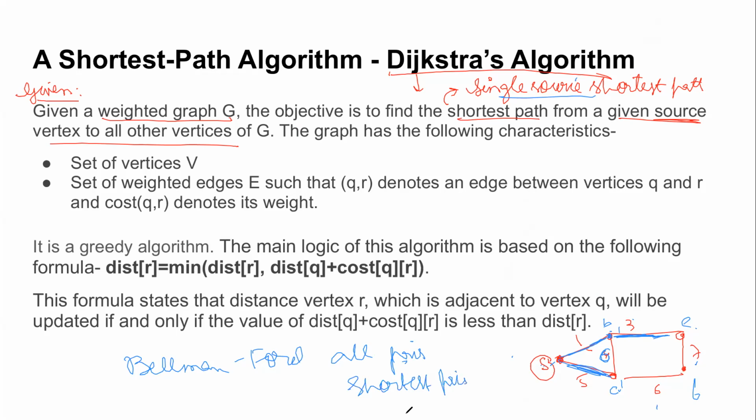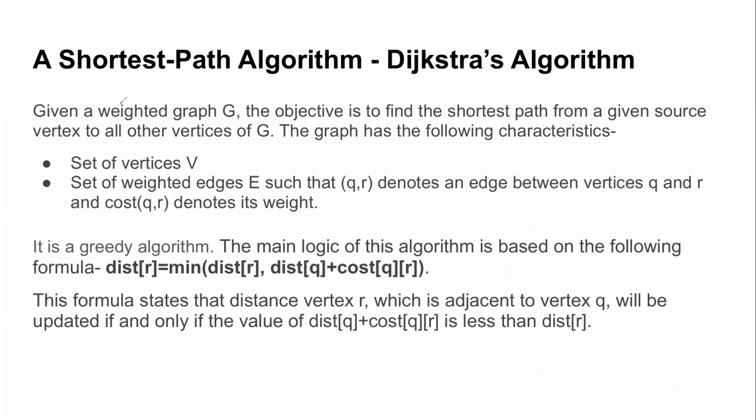Yes, class, is this clear? So that is giving you the shortest path from a particular vertex to every other vertex. Whereas all pair shortest path algorithms give you the shortest path between any pair of vertices in the given graph. Is that clear? Single source versus all pair shortest path.